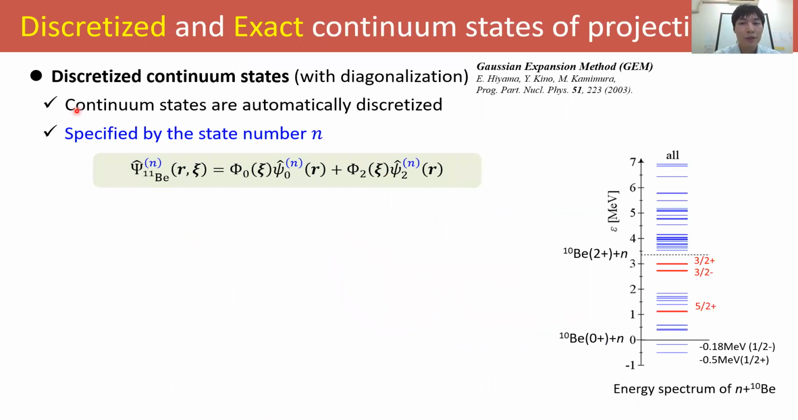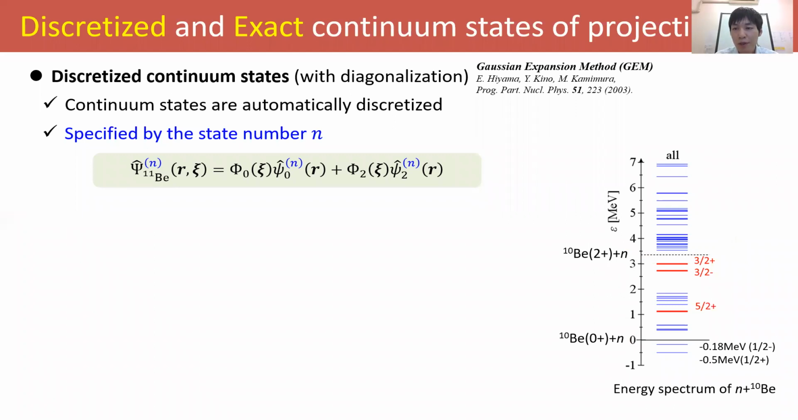Let me review the difference between the discretized and the exact continuum states of the projectile. If the Hamiltonian matrix is diagonalized with basis functions, like the Gaussian expansion method, then the continuum states are automatically discretized. This figure shows the energy spectrum of neutron plus beryllium-10 as a function of excitation energy. Now the energy is shown with reference to the beryllium-10 0 plus plus neutron threshold energy. The excited core plus neutron threshold energy is also shown here.